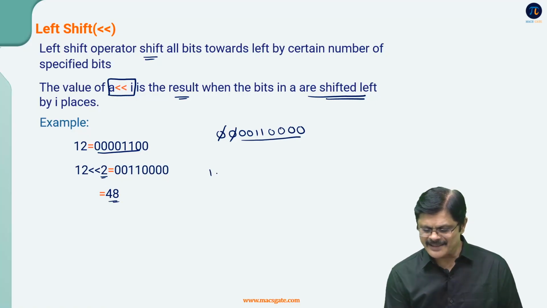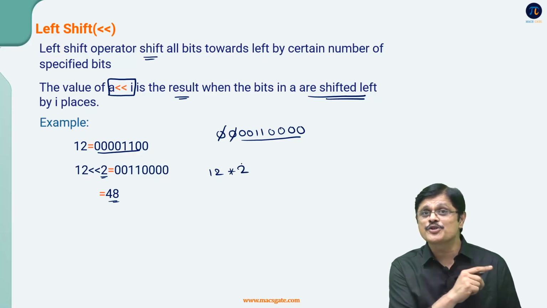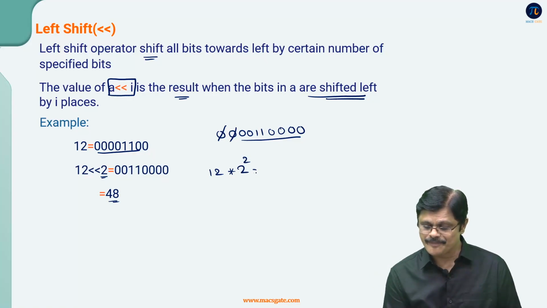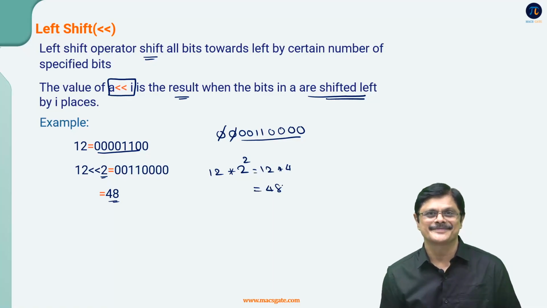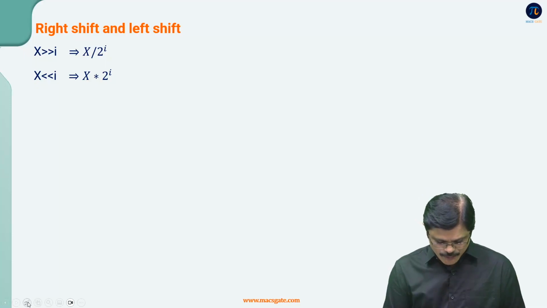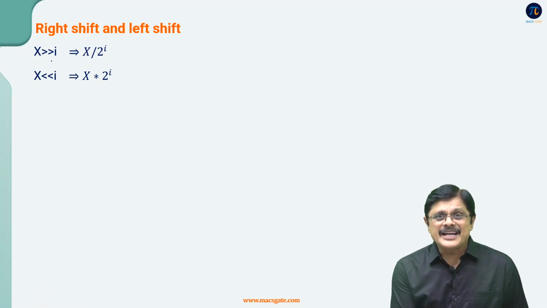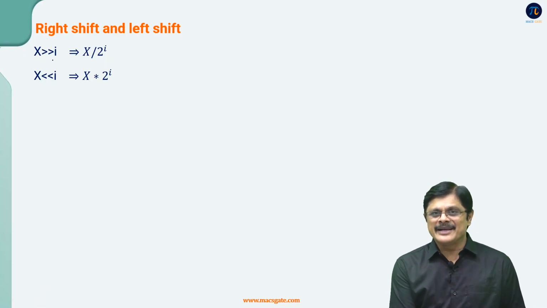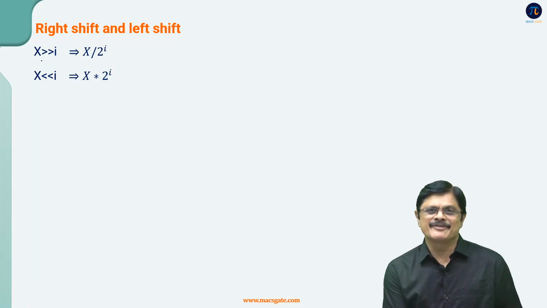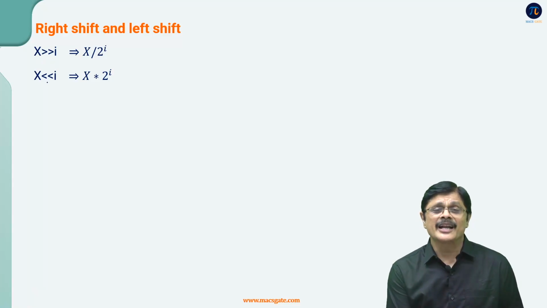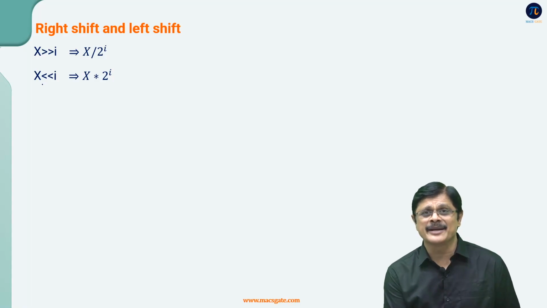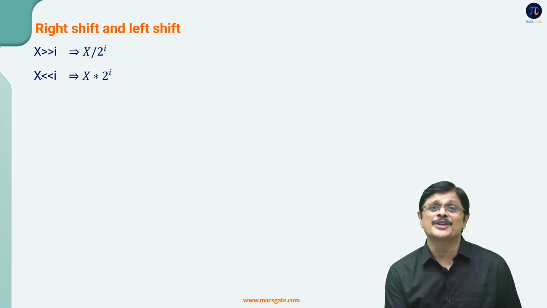Actually, you can obtain it like this: 12 multiplied with 2 power, how many bits you shifted left? 2, right? 2 square. 12 into 4, which is 48. So, the right shift of x by I bits can be obtained by dividing x with 2 power I. Similarly, the left shift of x by I bits can be obtained by multiplying x with 2 power I.